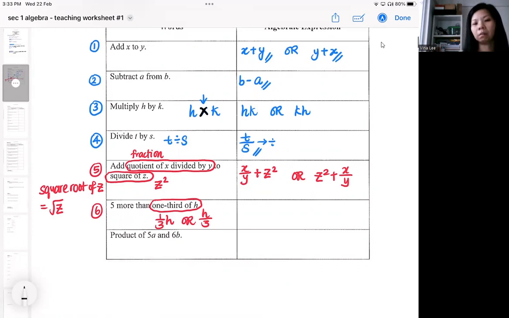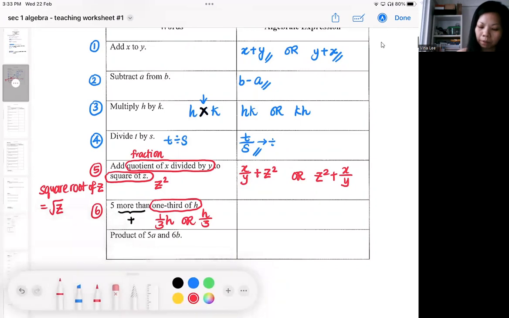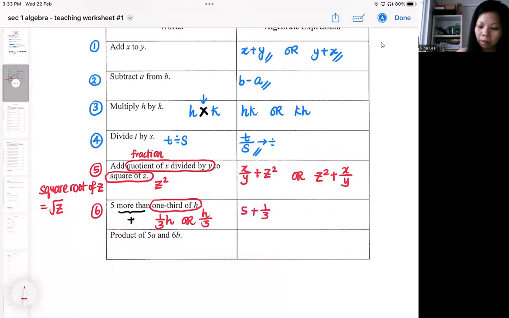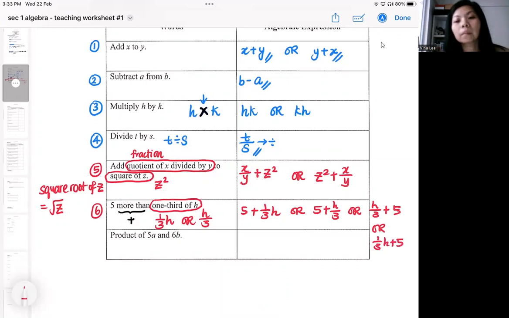So 5 more than 1/3 h. The more than is like a plus. So your answer can be 5 plus 1/3 h, or it can be 5 plus h over 3, or it can be h over 3 plus 5, or it can be 1/3 h plus 5. Okay, so there are a lot of possibilities. If they all mean the same thing, that's fine.